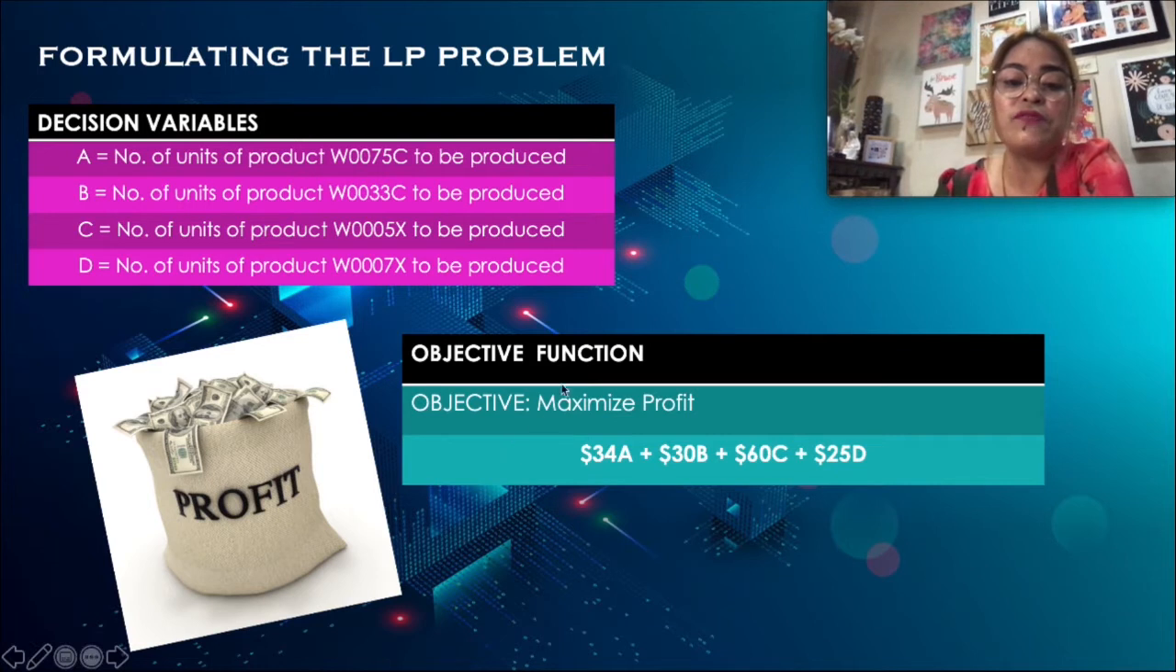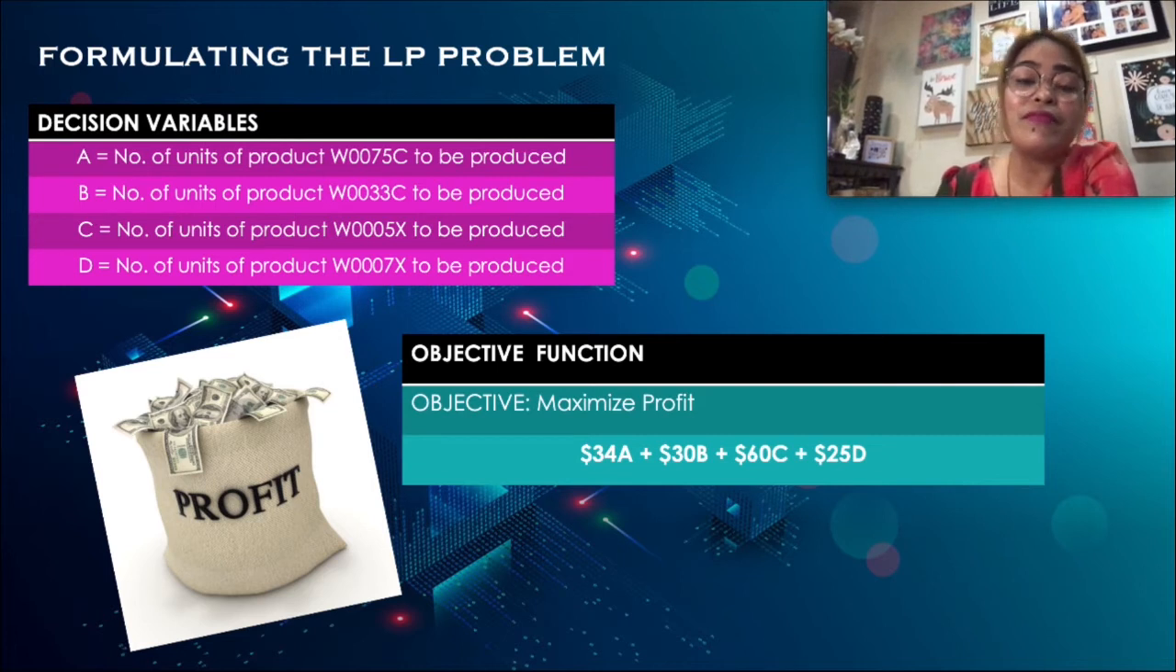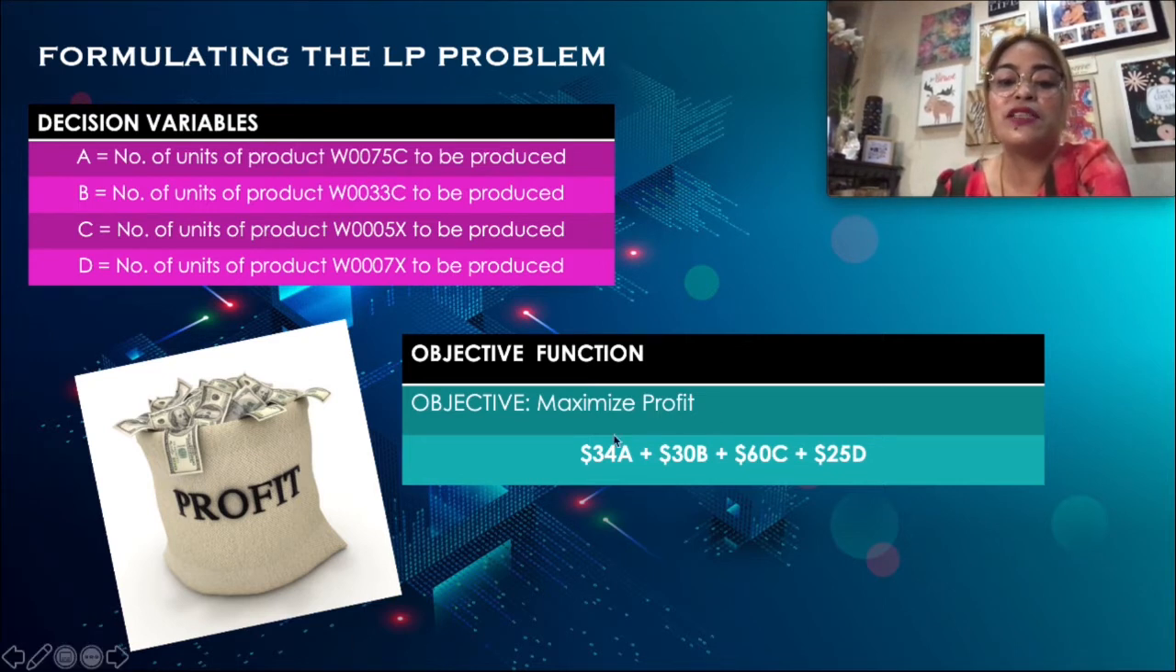Now, in finding the objective, like I mentioned in our previous group presentation on linear programming, to find the objective is to figure out what the company really wants to maximize or minimize. And in this case, Mexicana wants to maximize its profit. So the objective is to maximize profit, and this is the mathematical expression of the objective.